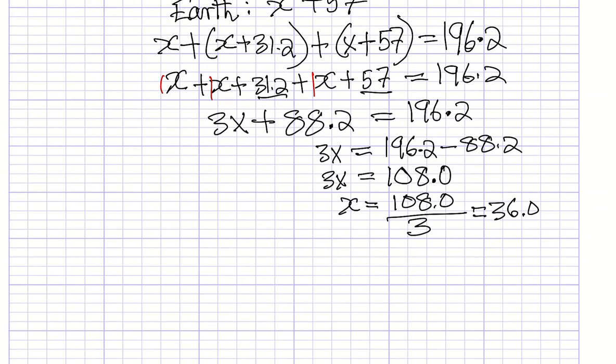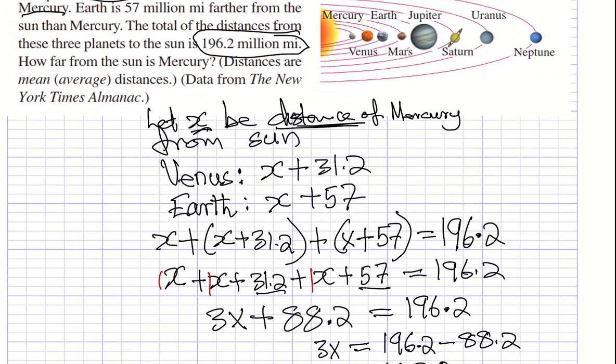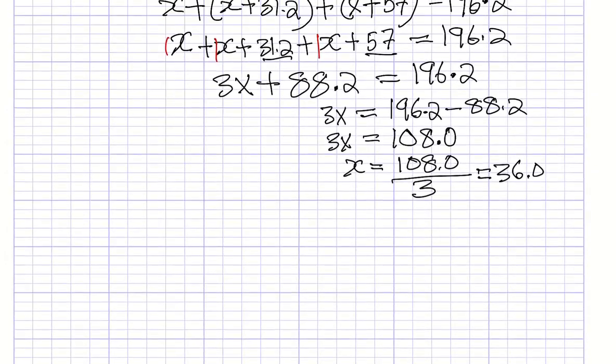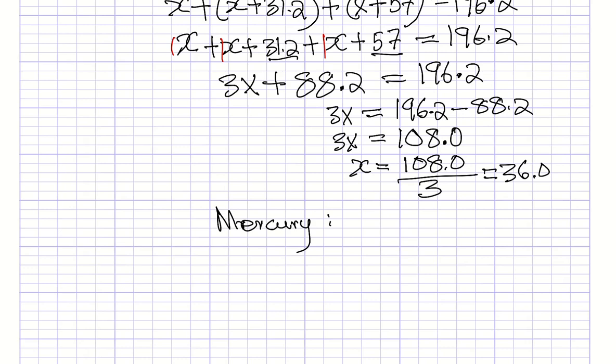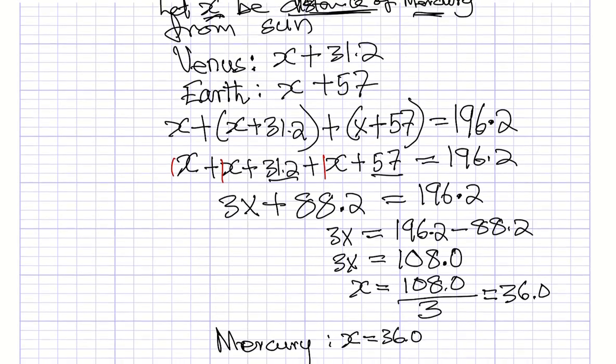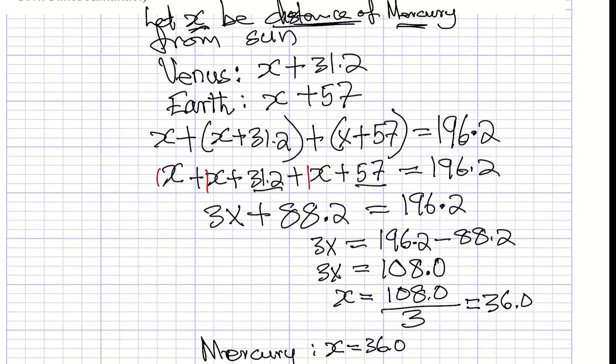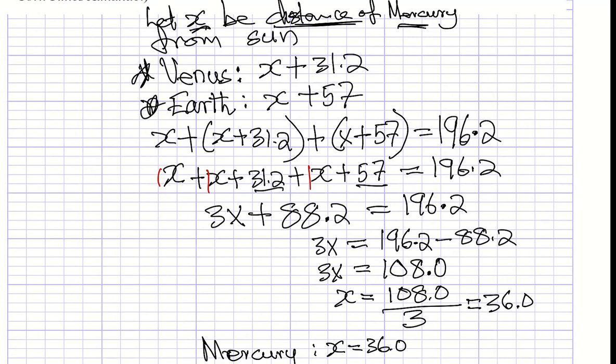So what does this mean? What does that number mean? That's what you have to ask yourself. It means go back. That's Mercury, the distance of Mercury from the Sun. So the distance of Mercury from the Sun is x equals 36, okay? And then what of the distance of Venus from the Sun? We'll have it here. And then we'll have the distance of Earth.